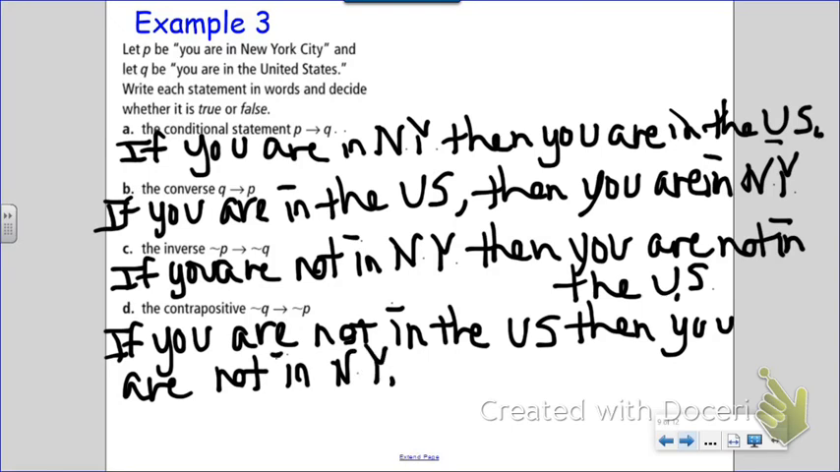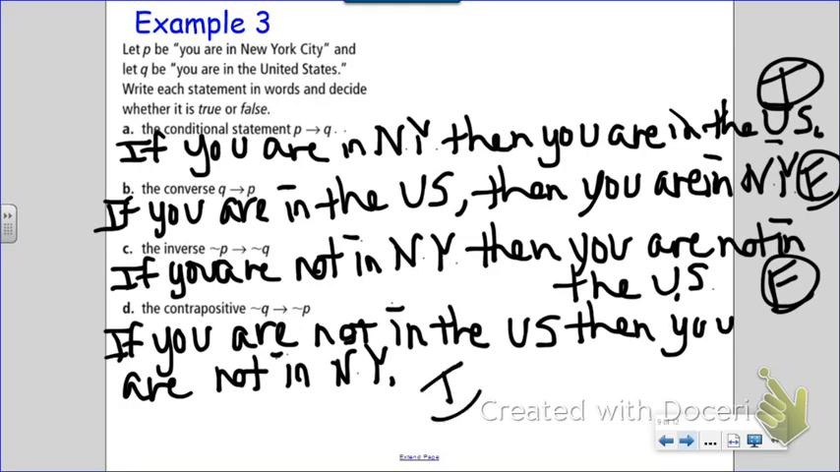Our first statement we know is true. Our second statement, by switching the hypothesis and conclusion: just because you're in the U.S. doesn't mean you're in New York necessarily, so that's false. The inverse, if you're not in New York, you're not in the U.S. That is also false. And then if you're not in the U.S., then you are not in New York. That is true.